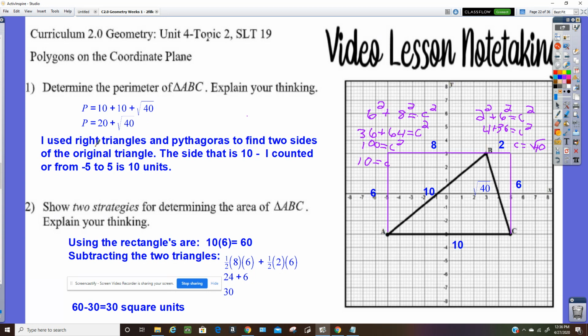So how did I find the perimeter? I used right triangles in Pythagoras to find 2 sides of the original triangle. The side that is 10 right here, I just counted those, and then I add them up.